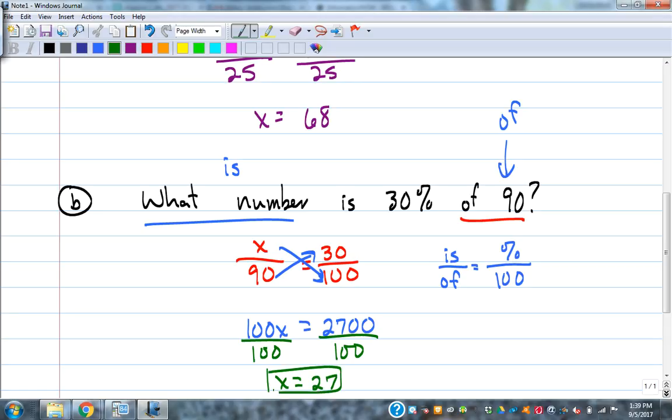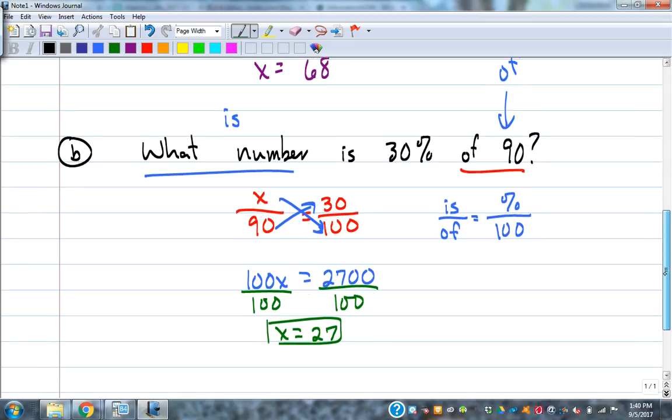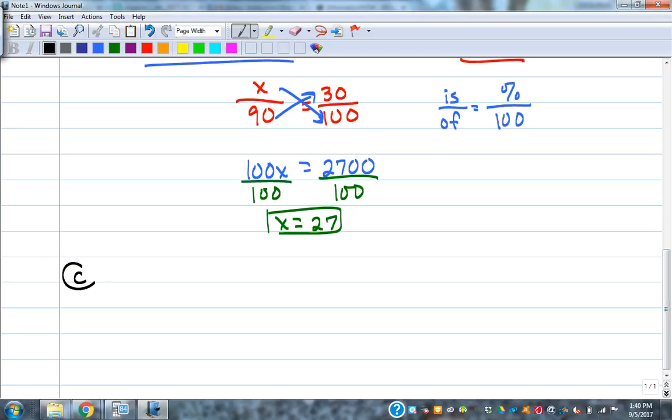That's not a percentage, it's a number. It says what number. It doesn't say what percent, it says what number. That's how you're going to set that up. Every problem is going to be a little bit different based on the way the question is asked. Some are going to be the same.